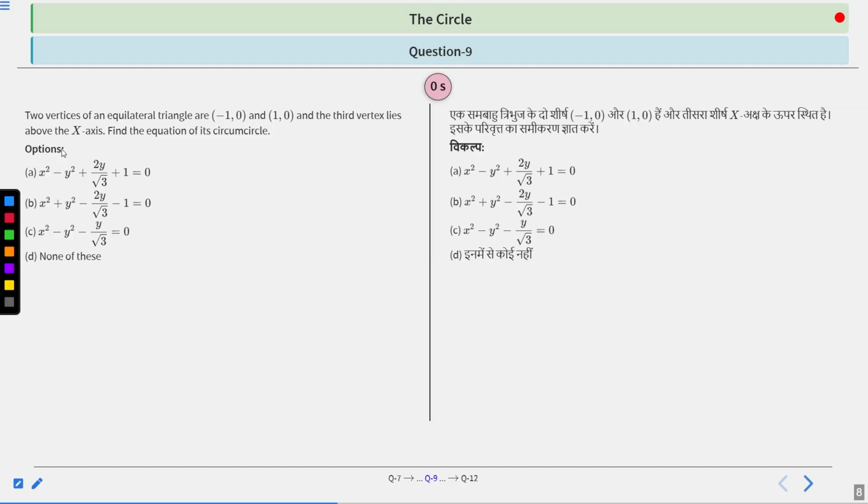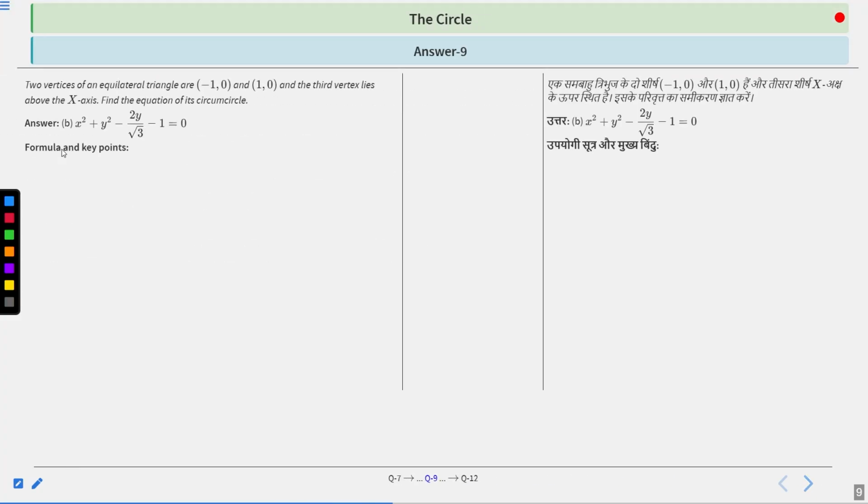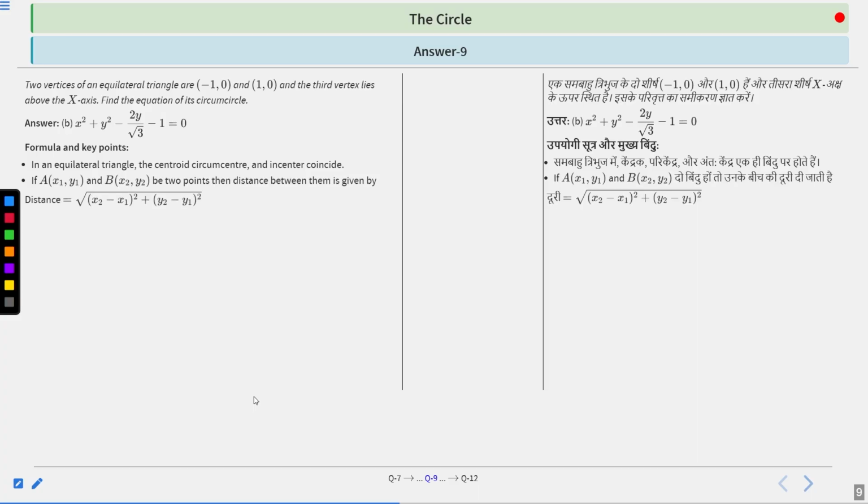Okay, let's move to the solution. The formula and key points we will use in this question: in an equilateral triangle, the centroid, circumcenter, and in-center coincide, right? Now, if A(x1, y1) and B(x2, y2) are 2 points, then the distance between them is given by the square root of (x2 minus x1) whole square plus (y2 minus y1) whole square, right? So let's see the solution.